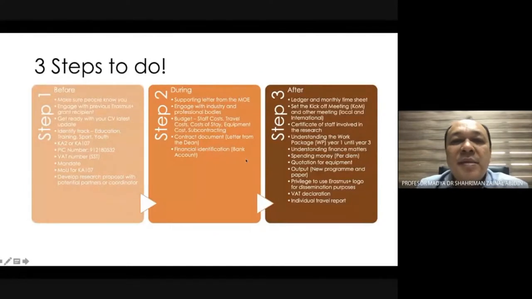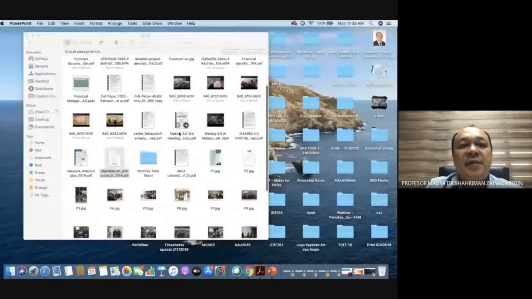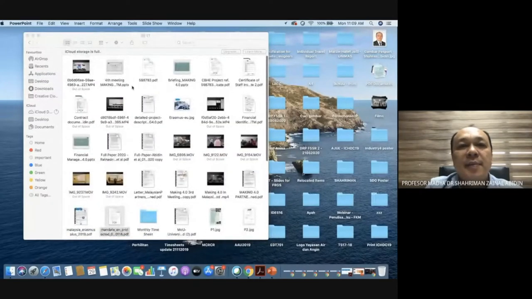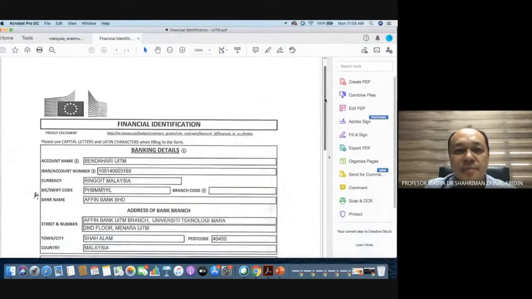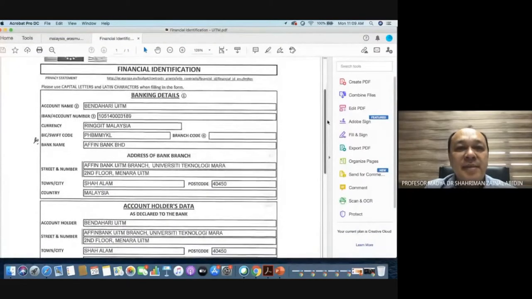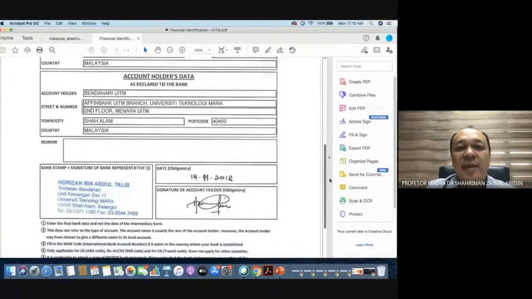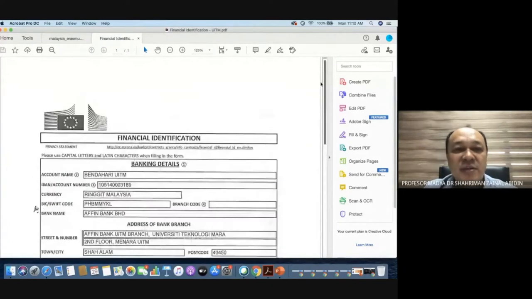Okay, and then we need to provide a financial identification bank account. Bank account ni dia ada satu borang dah. Okay, bank account ni dia punya financial identification. Dia bentuk dia macam ni. Jadi kita bagi bendahari je. So bendahari will provide the information lah of which bank ni, and then biasanya Encik Norizan Abdul Talib lah will sign the financial identification ni.